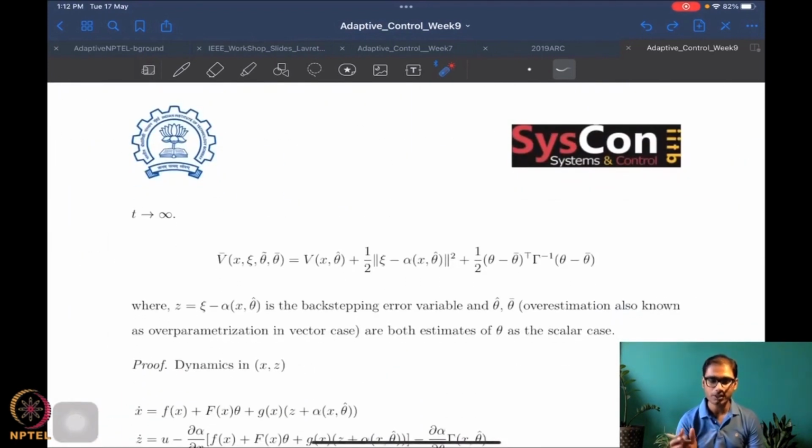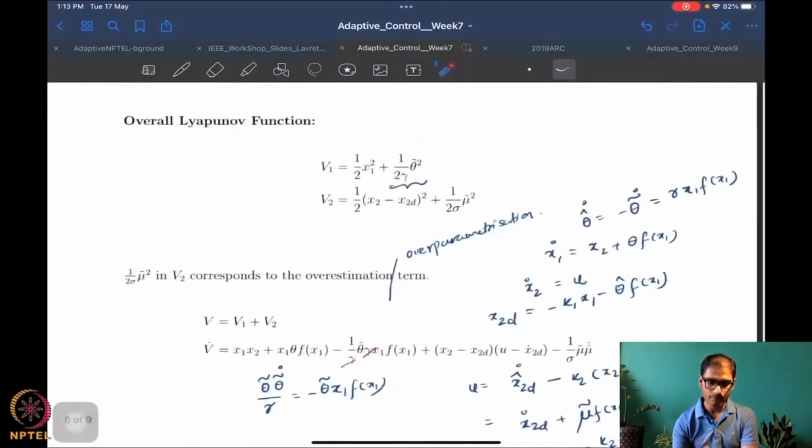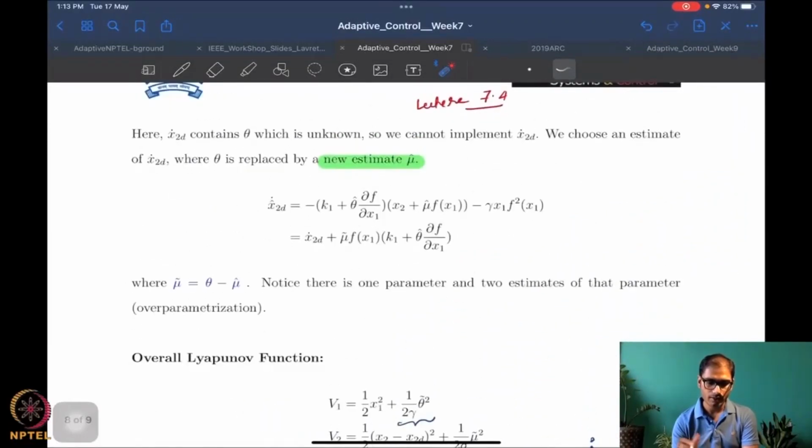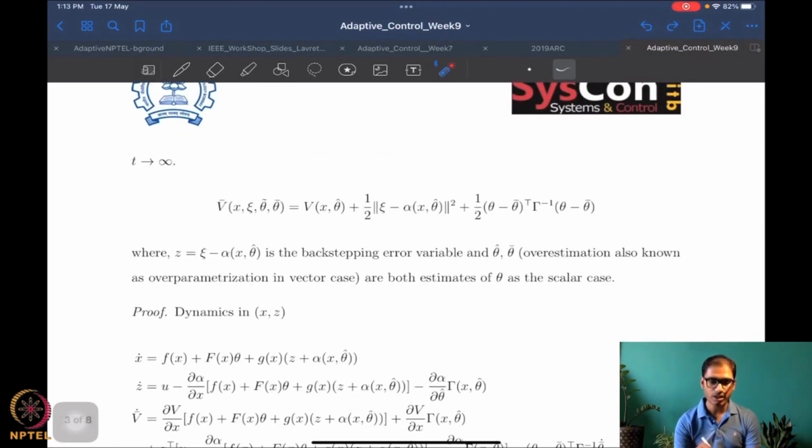Nothing very magical, to be honest. All right. So we call this V bar now, and it has several states. It has x and psi, which are now the new states. It has the earlier parameter error theta tilde, and it has the new parameter error, theta bar. Remember there we used a mu hat. So here we are using theta bar. Just a difference in notation.